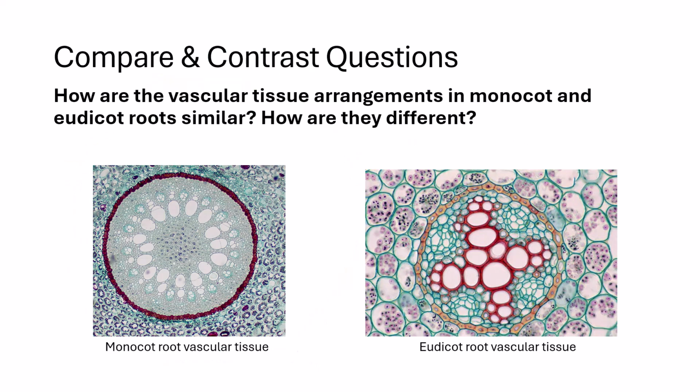Let's compare and contrast some tissues you've learned. First, compare the arrangement of the vascular tissues in the two roots. In the monocot root, the vascular tissues form a ring around a central pith. In the Eudicot root, the xylem forms a cross-shaped pattern in the center, with phloem located between the arms of that cross. Think about how these two arrangements are similar and how they are different based on what you observe.